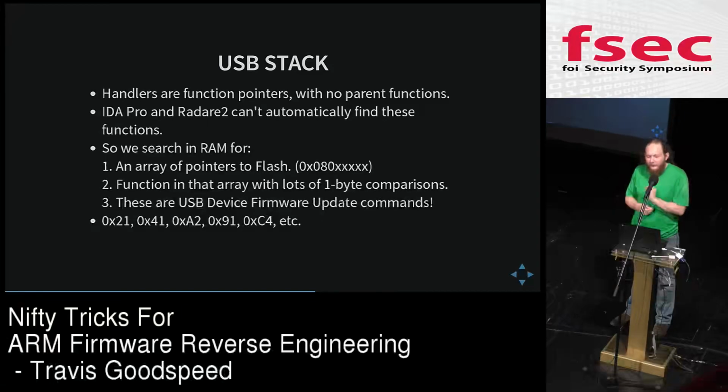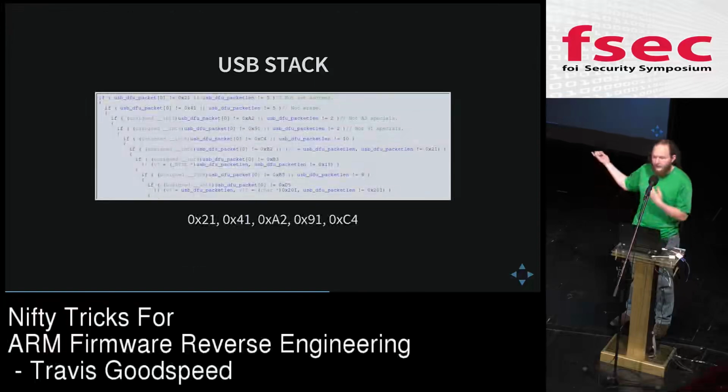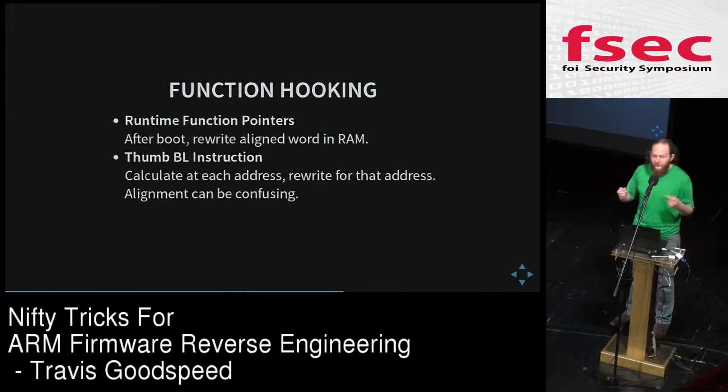Then I find a function in that array that has lots of 1-byte comparisons, because the protocol has only a single byte for the command field. And then I look to see that those 1-byte functions are the same as the known commands. In my case, 2.1 is a read, 4.1 is a write, 8.2 is an erase, 9.1 is unique to this protocol. By finding all of those, I'm able to then know that I've got the right handler function, which sure enough pops up, accessing the right regions. And then I'm able to hook them by rewriting the function calls.